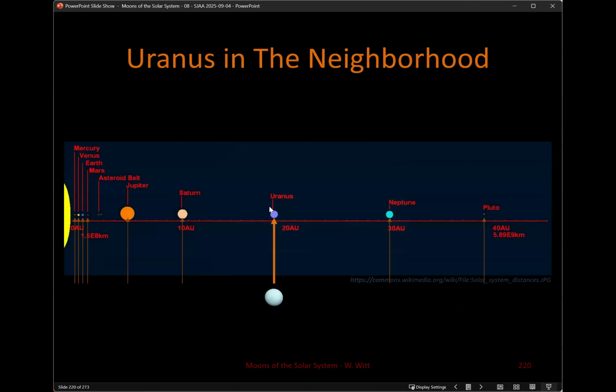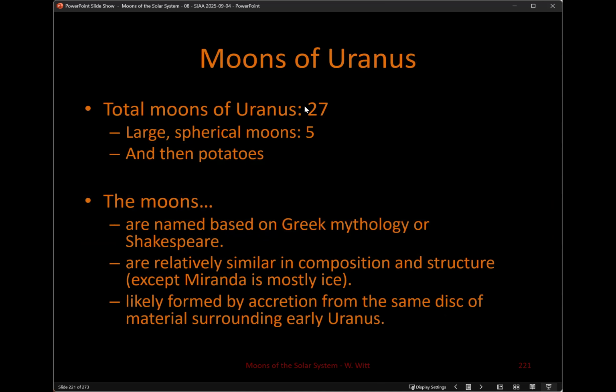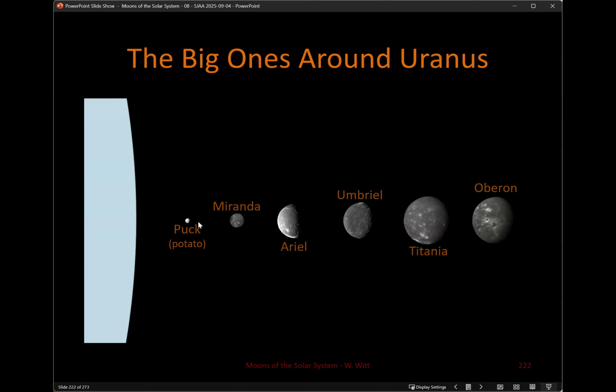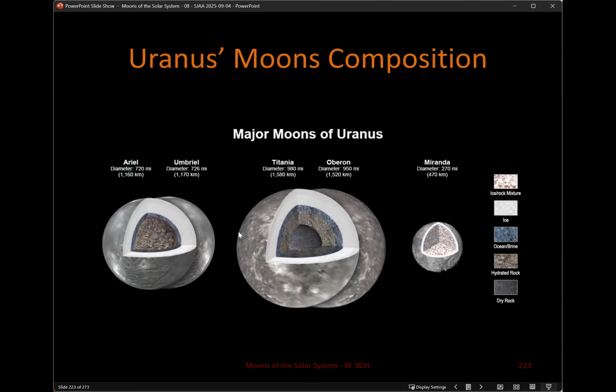If we go to Uranus, we're now out here, and there are 27 moons, five large spherical ones, and then lots of space potatoes. These guys are named after Greek mythology or Shakespeare, and they're all pretty similar in composition, and they likely formed by accretion from the same stuff that made Uranus. And here's the space potato, and then here are the five spherical moons. For the most part, that's a theme here, right? Rocky center, some liquid water, and an ice shell. Only Miranda doesn't seem to have any kind of liquid water on it.